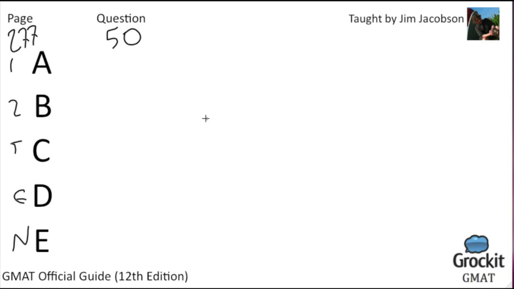50. How many people are directors of both Company K and Company R? So we need someone who is both K and R. And that's all we know.